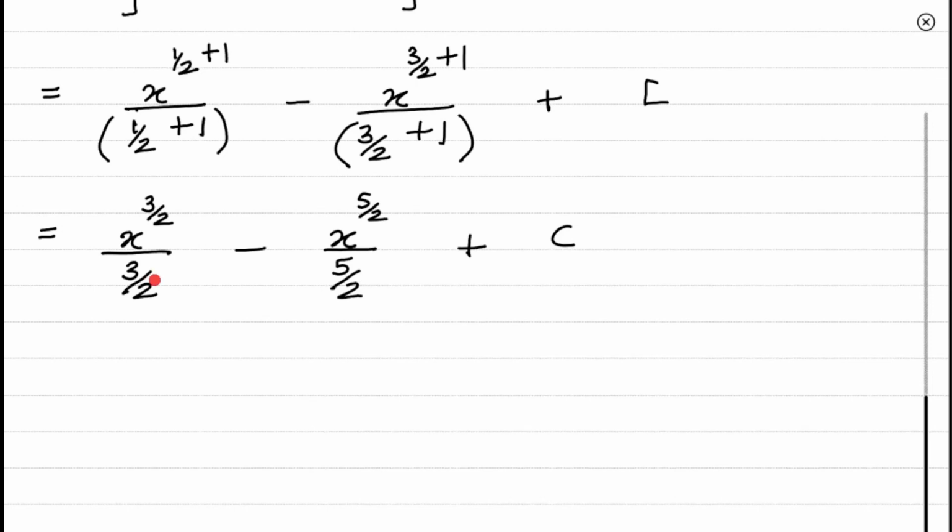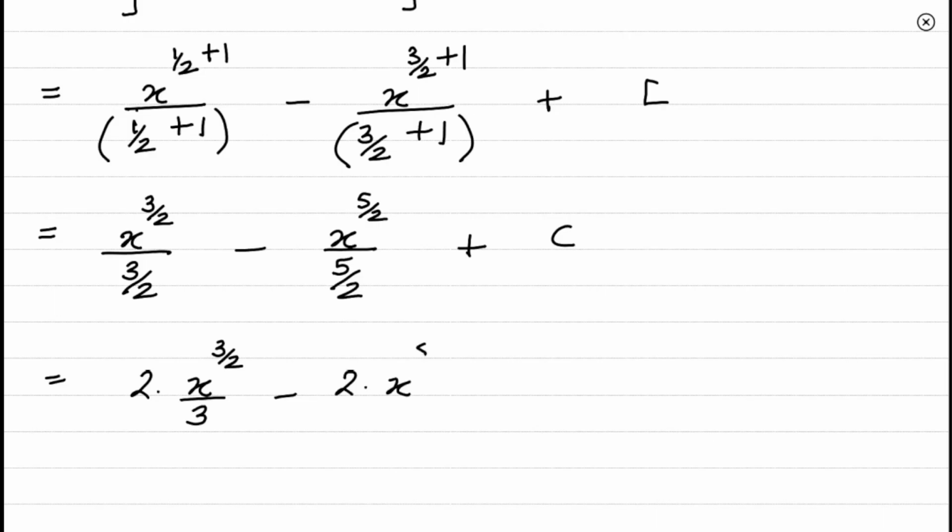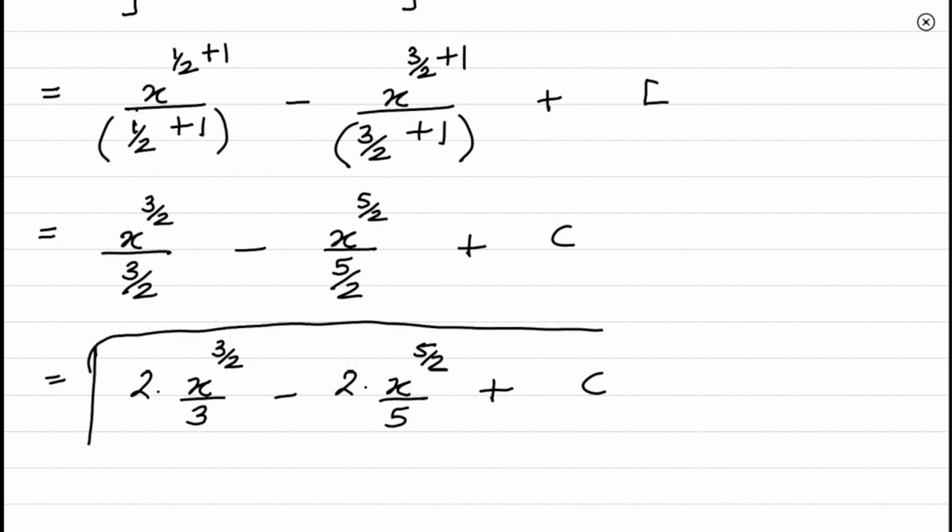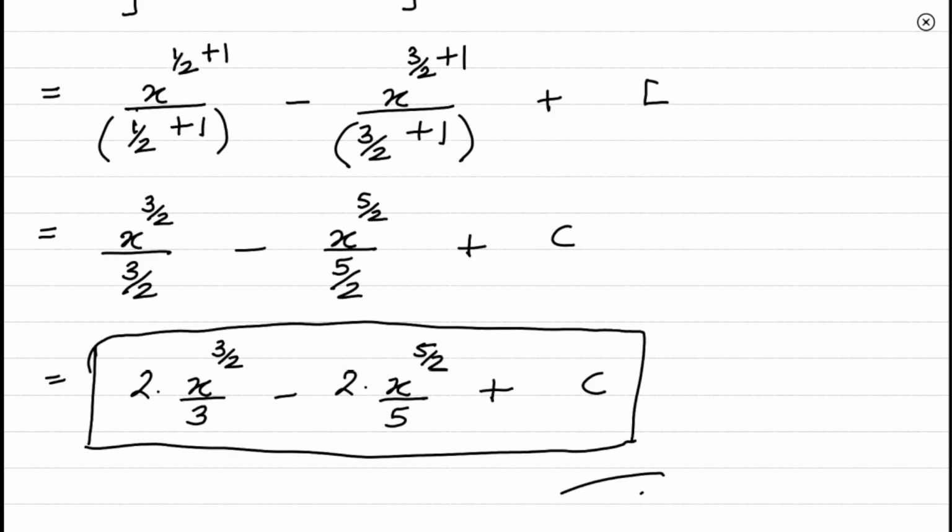Here you can simplify this a little bit to make it look cleaner. That 2 which is in the denominator goes in the numerator. So we have 2 times x to the power 3 by 2 divided by 3 minus, even this 2 can go in the numerator, 2 times x to the power 5 by 2 divided by 5, plus constant of integration c, and this is nothing but the final result of the integral we are looking to solve. I hope that makes sense.